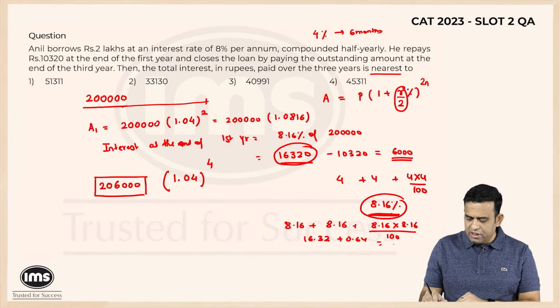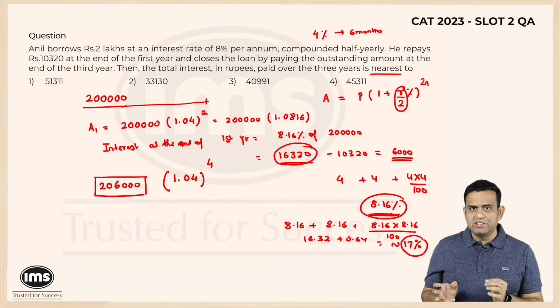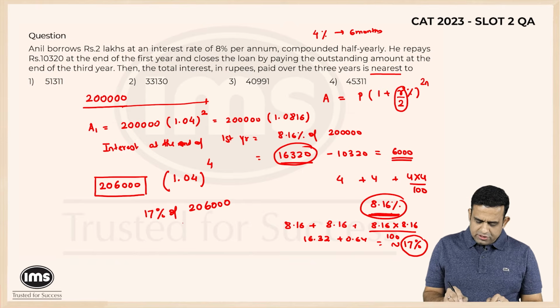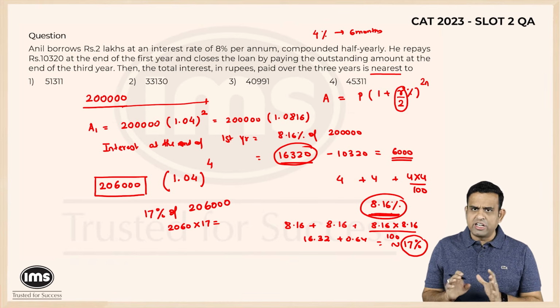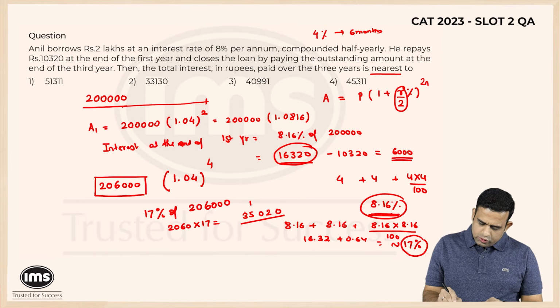So we can take the interest component to be another 17%. So I can find the interest component right now to be 17% of 2,06,000. In this particular case, 1% corresponds to 2060, into the number 17. Let's try to evaluate this number. 17 into 6 is... this is going to become 35,020.